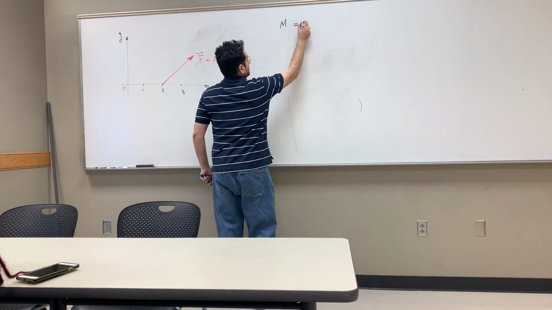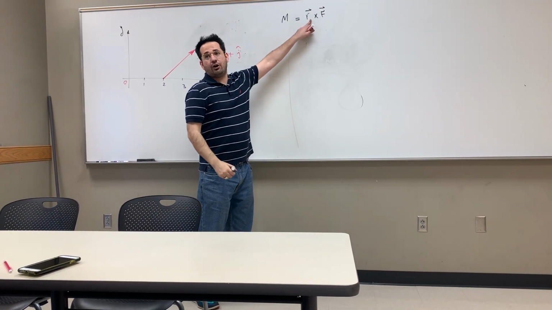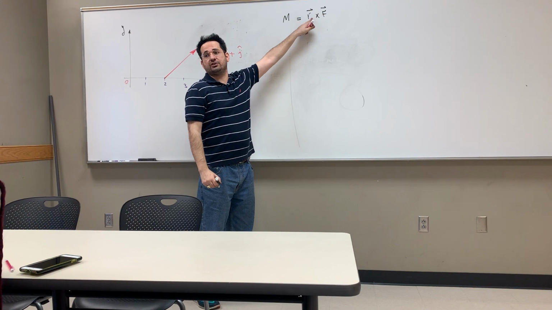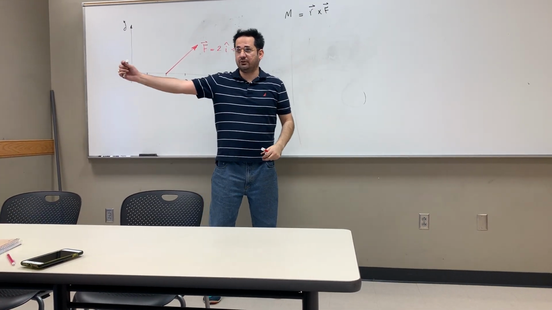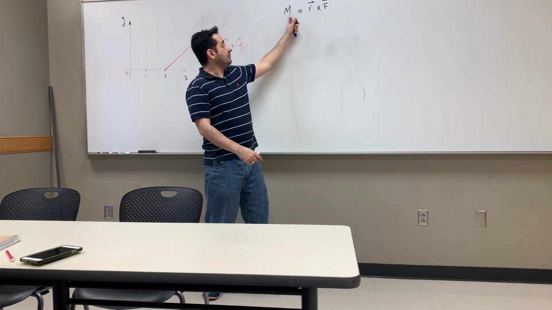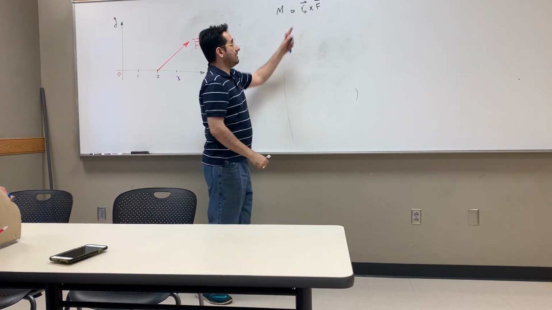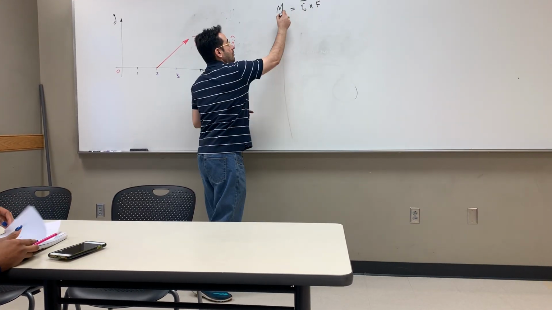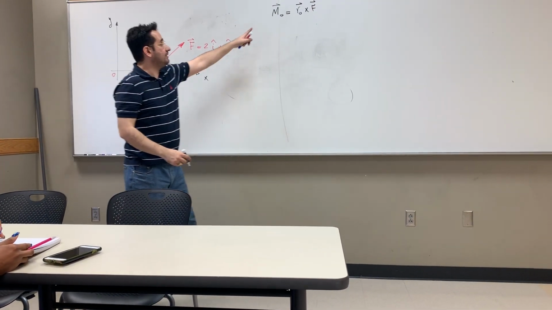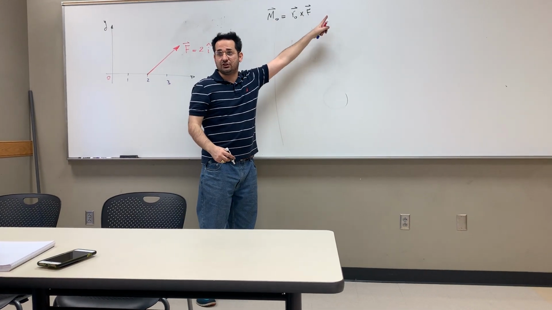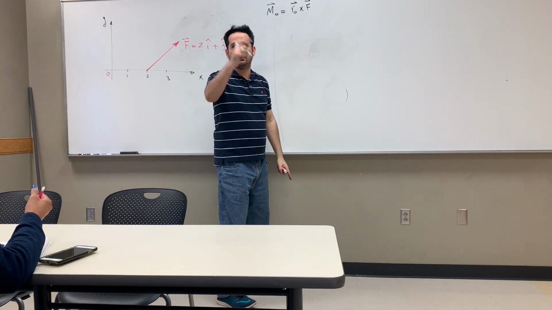So moment is what? R cross F, right? Since you have R, you should always ask, because it's a position vector, with respect to what point? Force doesn't need a reference point. Force can be anywhere, right? The moment needs a reference point. So when you compute the moment, you should always say the reference point, with respect to point O. If I move the point here, the moment will change because the position vector will change. So moment requires two things. Force requires only one thing, right?